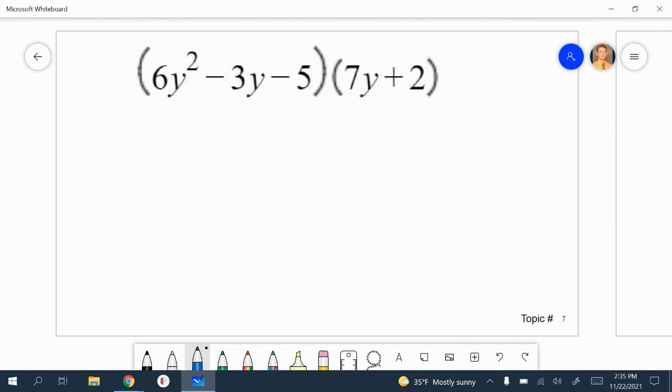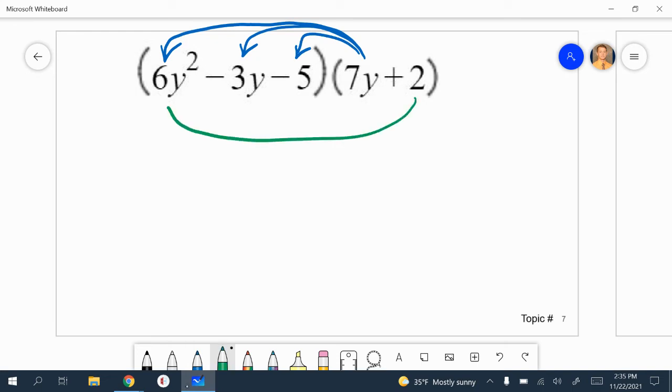Topic number 7. On topic number 7, I am going to be distributing 2 terms into 3 terms. Now, you could distribute these 3 terms into the 2 terms, but I just like the way that this one looks when I distribute this way. If I distribute the 7y, I'm going to distribute into this, and this, and this. Also, this 2 will need to be distributed into that, and into that. So we will have 6 things going on here.